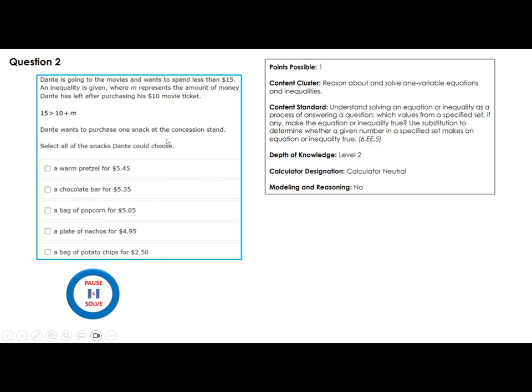Dante wants to purchase one snack at the concession stand. Select all. When you see select all, it means more than one answer, of snacks Dante could choose. A warm Bristol for $5.45, that doesn't work. See? So if you put 15 greater than 10 plus M, if you subtract 10 from both sides, M must be less than 5, okay?